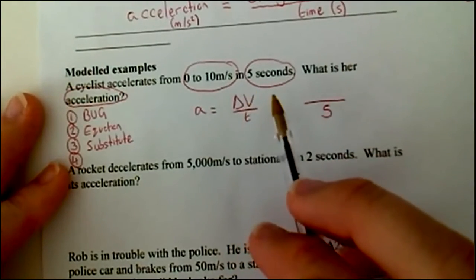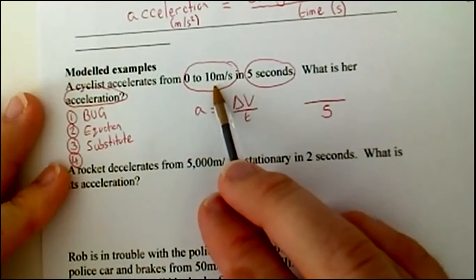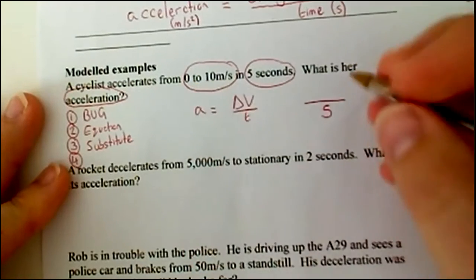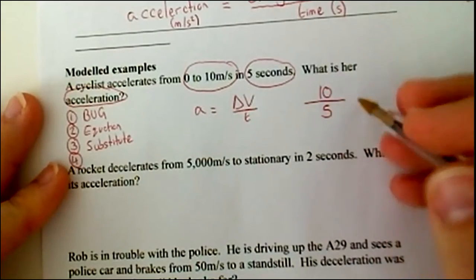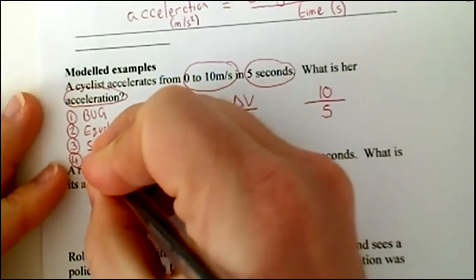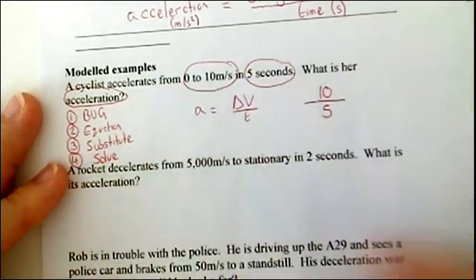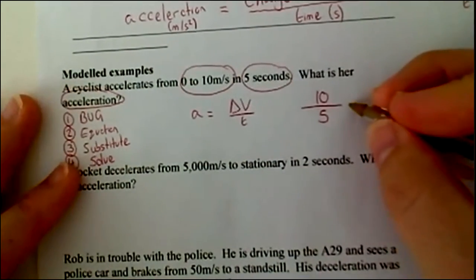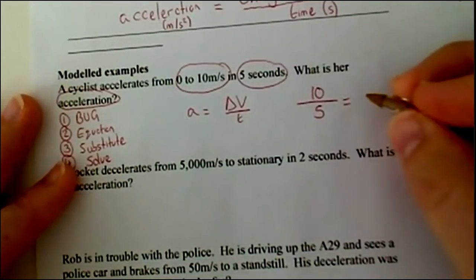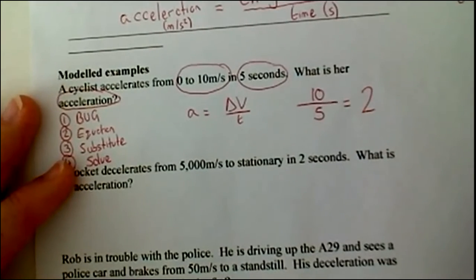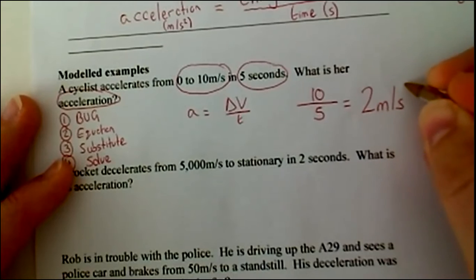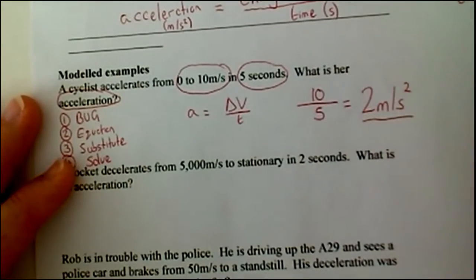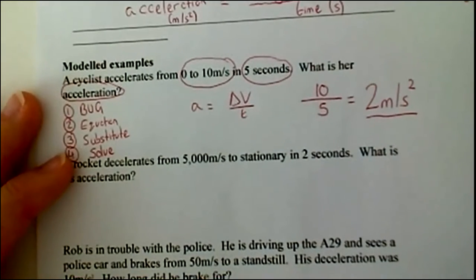The change in velocity, they go from 0 to 10. So the difference between these is 10. So 10 meters per second divided by 5. Step 4 is solve. We're going to solve the equation. 10 divided by 5. If you need a calculator, grab it. If not, we know that's 2. And because acceleration is meters per second squared, that's your first answer.